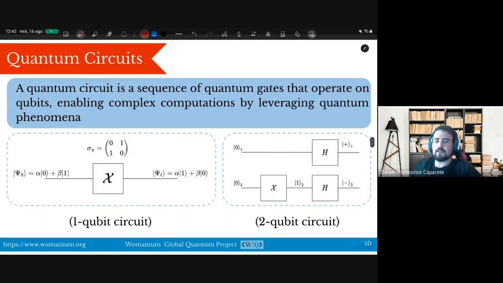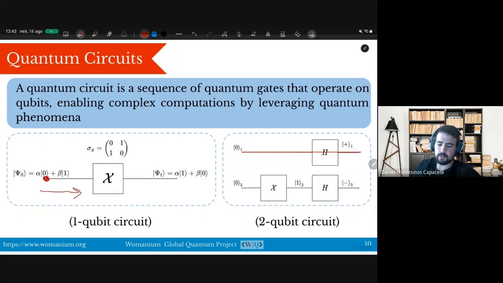A quantum circuit is just a certain number of quantum gates that are acting on a qubit or more than one qubit. For example, this will be just a one qubit circuit, and each qubit is represented by a line. Here we have two qubits. Each line represents a qubit, and the time evolution is given in this direction, right? This will be the initial state here at the beginning, and following this direction is the time evolution.